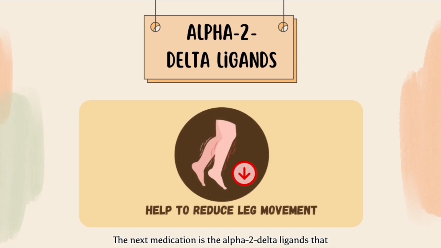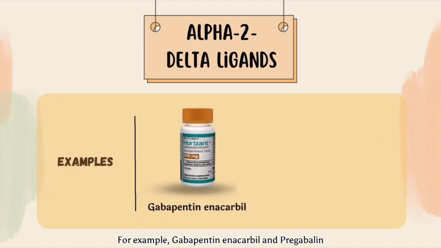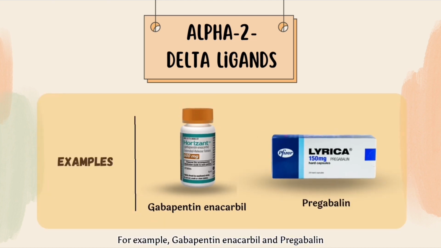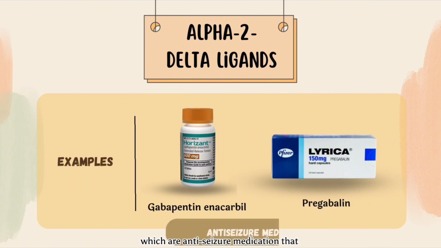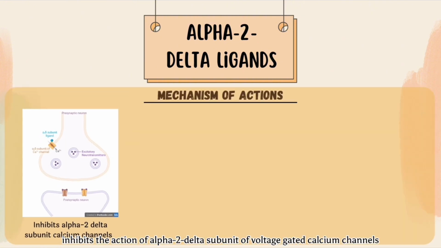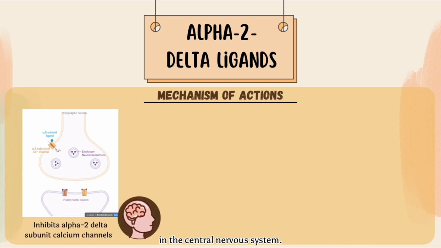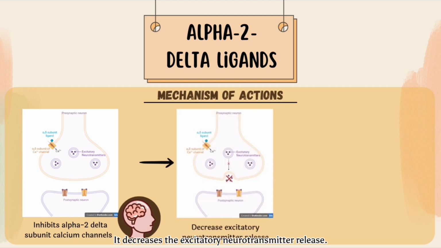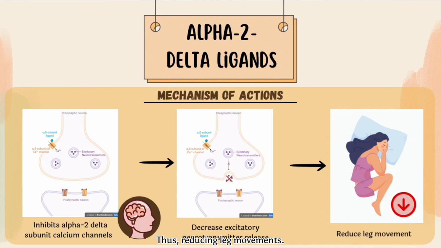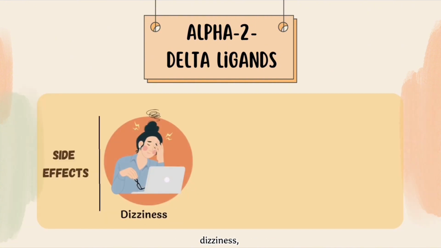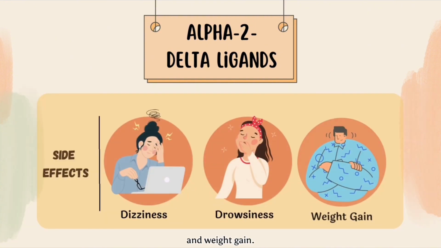The next medication is the alpha-2 delta ligands that help reduce leg movements. For example, gabapentin, enacarbil, and pregabalin, which are anti-seizure medication that inhibits the action of the alpha-2 delta subunit of voltage-gated calcium channels in the central nervous system. It decreases the excitatory neurotransmitter release, thus reducing leg movement. The side effects also include dizziness, drowsiness, and weight gain.